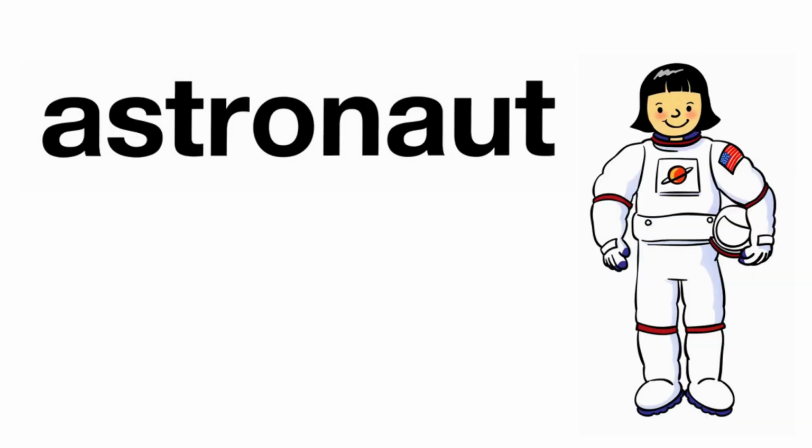Astronaut. What do you see in this picture? An astronaut. An astronaut is a person trained to travel in space. Astronauts wear special clothing to protect them.